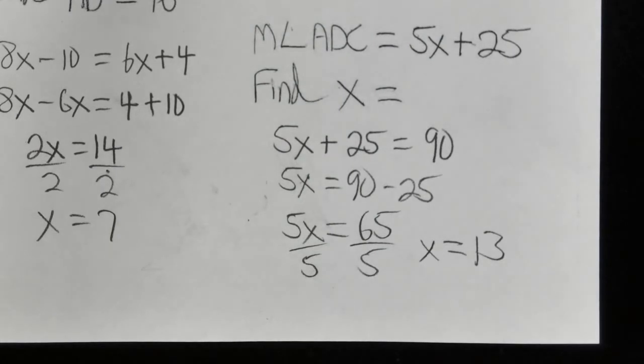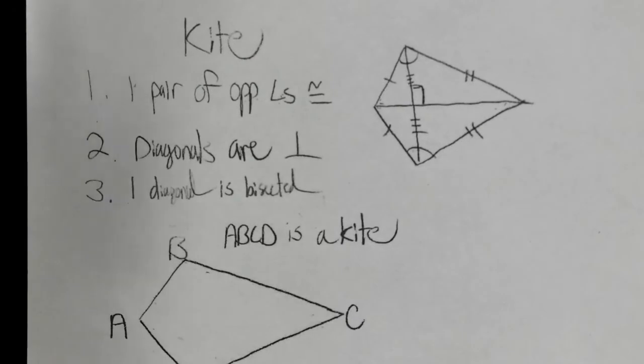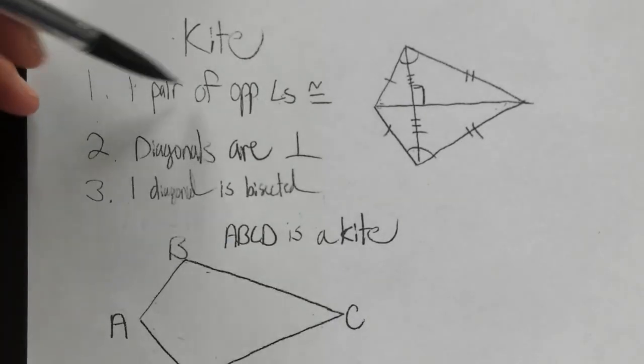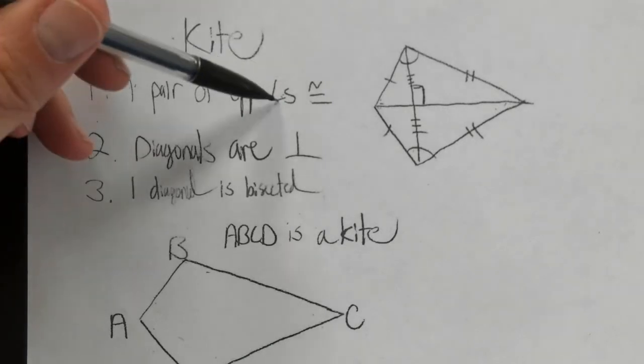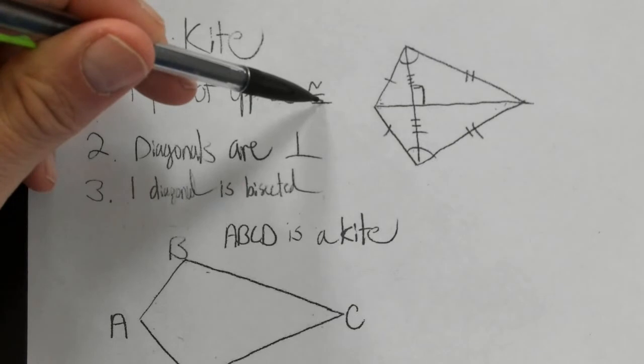Alright, so that's a few examples of squares. So now let's go to the other figure. Let's focus our attention on a kite now. So a kite has 3 properties. Number 1, a kite has one pair of opposite angles congruent. It has one pair of opposite angles congruent.